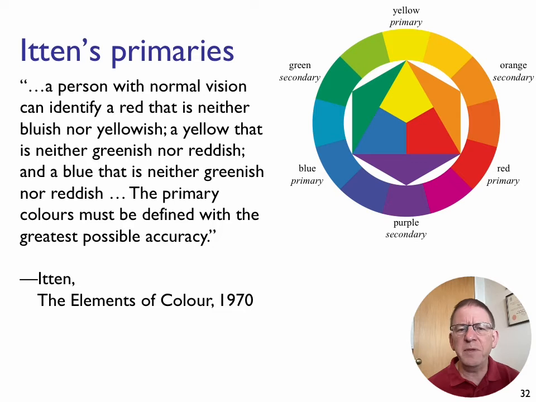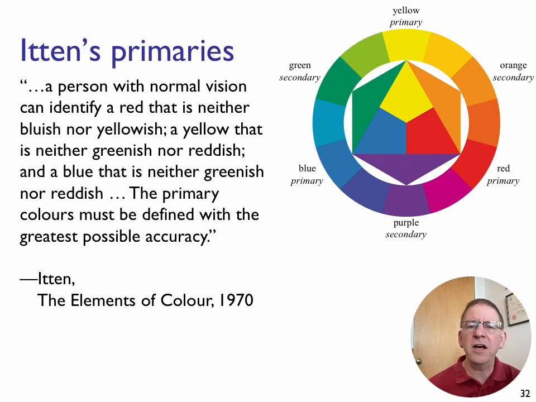The primary colours must be defined with the greatest possible accuracy. But that greatest possible accuracy is with respect to things that are linguistically determined and therefore to things that are culturally determined. His definition is not based on the physics of colour. Indeed, you will see that there is a problem inherent in his very definition. Red must be neither bluish nor yellowish. Fair enough, that's defining red in terms of the other two primaries. But yellow must be neither greenish nor reddish. Green is a secondary. Why is he using it as a referent? And blue also must be neither greenish nor reddish.